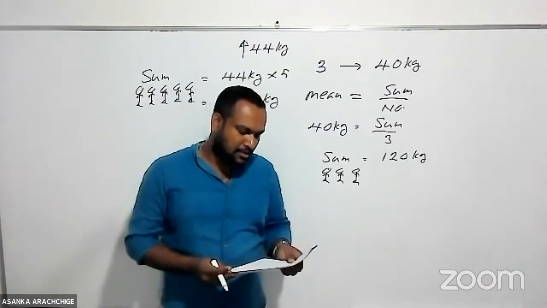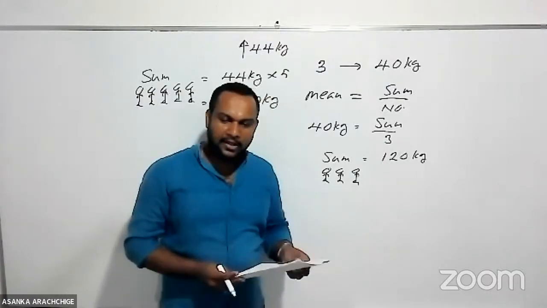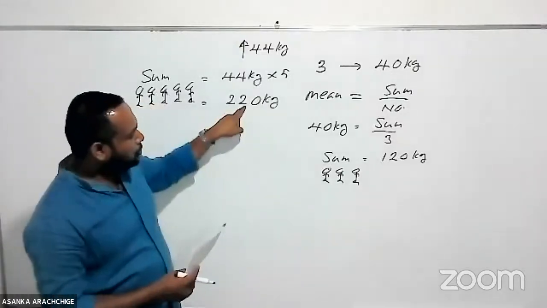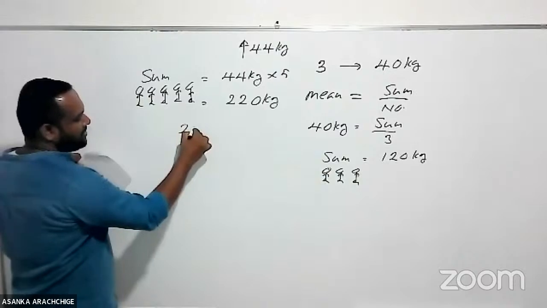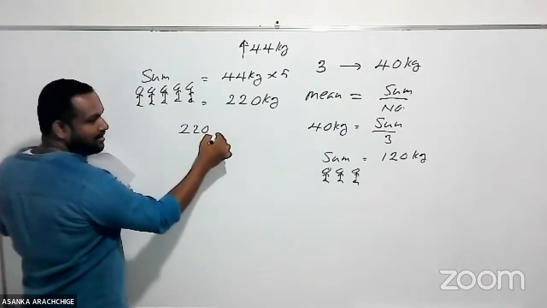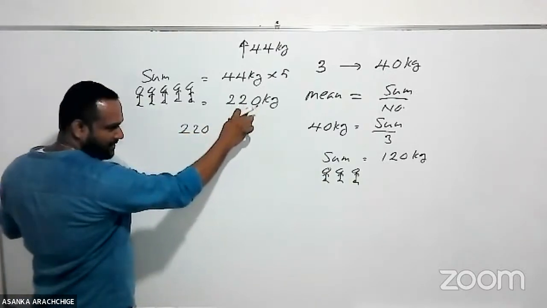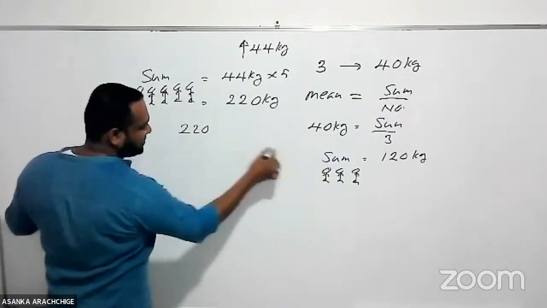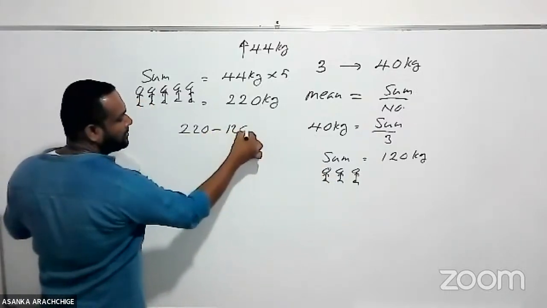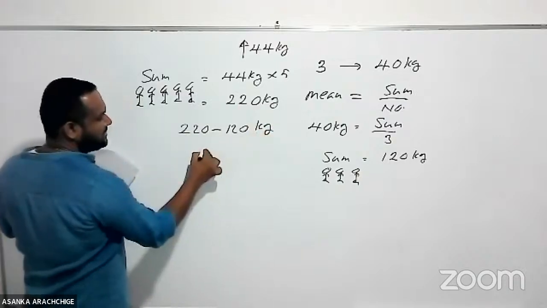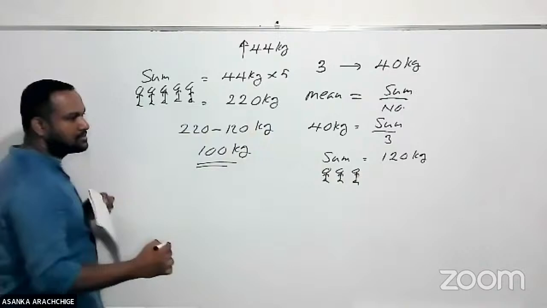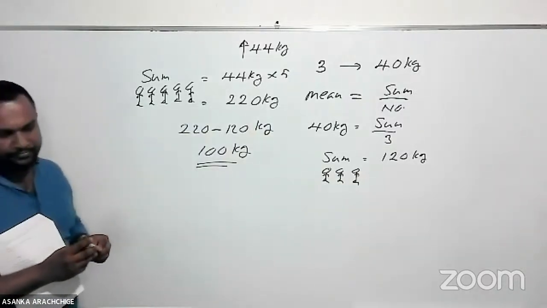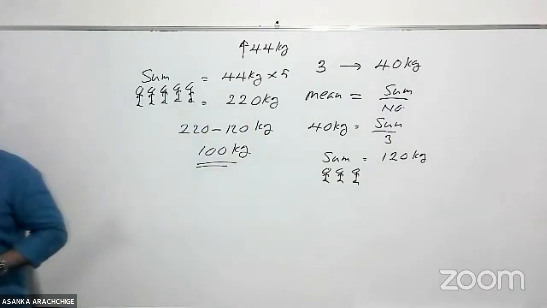Find the weight of the 2 children who joined later. Very simple. 220 minus 120. 220 is the mass of the 5 children. The mass of the previous 3 children was 120. Therefore, that is exactly 100 kilograms. Clear? 100.